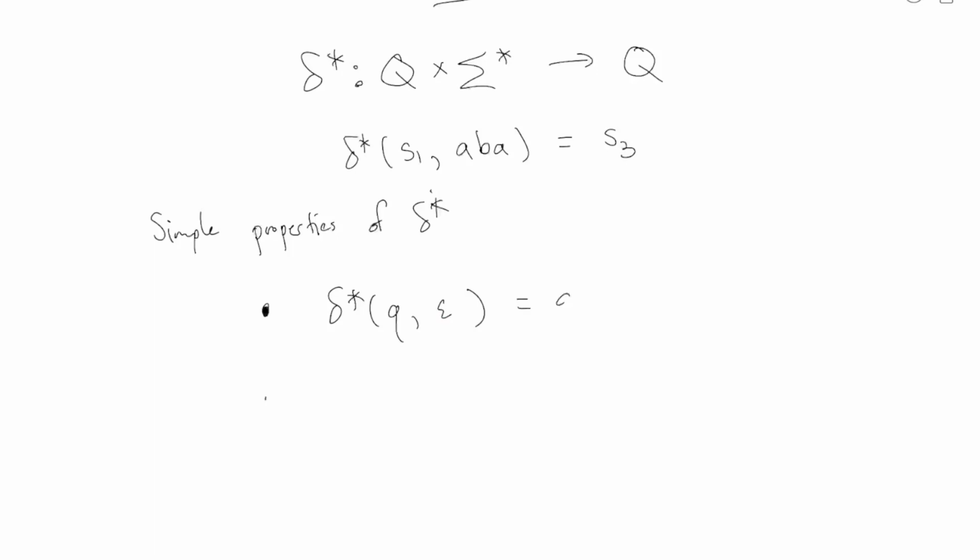I would say Q again, right? Wherever you are, if you do the empty string, follow the arrows for the empty string. That means you don't go anywhere and you end up in the same state again, all right? So if I'm in a particular state and do the empty string, then I end up in the same place.